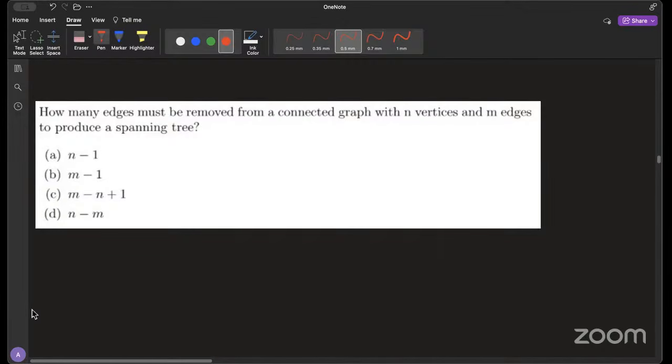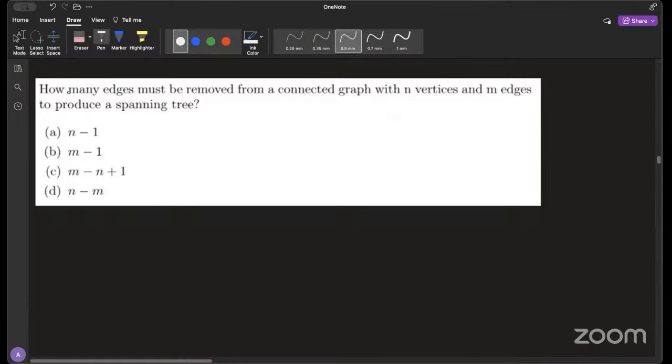Ma'am, the third option, m minus n plus 1. Okay, let's see. And it should be given that m should be greater than n minus 1, right? Let's see what should be given. We'll come to that. Let's just give this question a read. It says, how many edges must be removed from a connected graph? So you have been given a graph with number of vertices equal to n and number of edges equal to m, and you've been asked to produce a spanning tree.